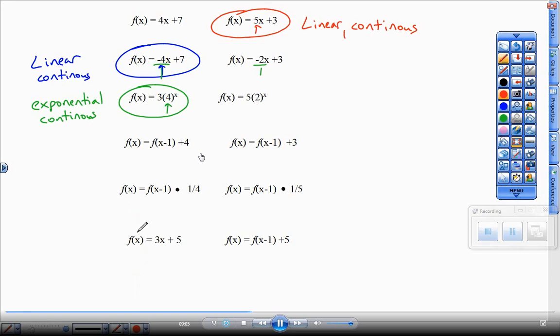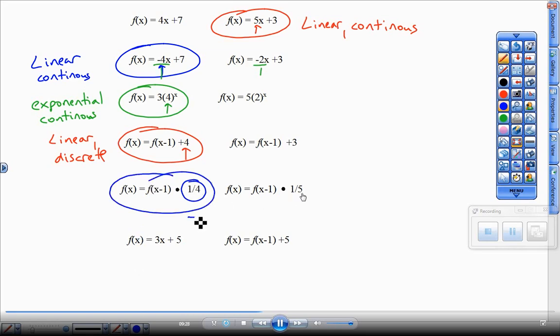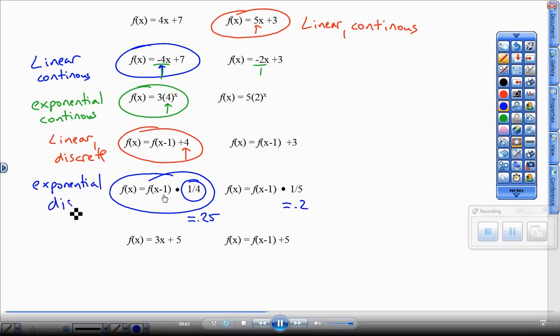All right, next set. For these recursive ones, look at the plain number. If that's bigger, a greater rate of change. These are linear. Because these are recursive forms, they are discrete. All right, next problem. These recursive ones for geometrics, timesing by 1/4 is more than timesing by 1/5. 1/4 is 0.25, where 1/5 is only 0.2. A greater rate of change. And of course, this is exponential because I'm timesing, not linear. And these are discrete because they are the recursive pattern right there.